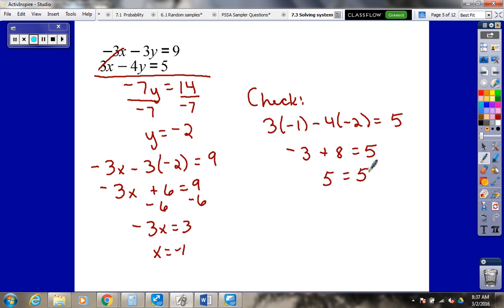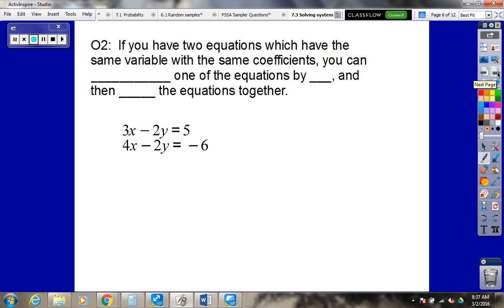The next easiest kind we're also going to do today. Objective 2: if you have two equations which have the same variable with the same coefficients, we can't just add them together, because if we look at this equation down here, if we add negative 2 and negative 2, we're going to get negative 4. Nothing's going to be eliminated. But what do you think we could do? Multiply. Multiply one of the equations by what? What would you multiply it by?